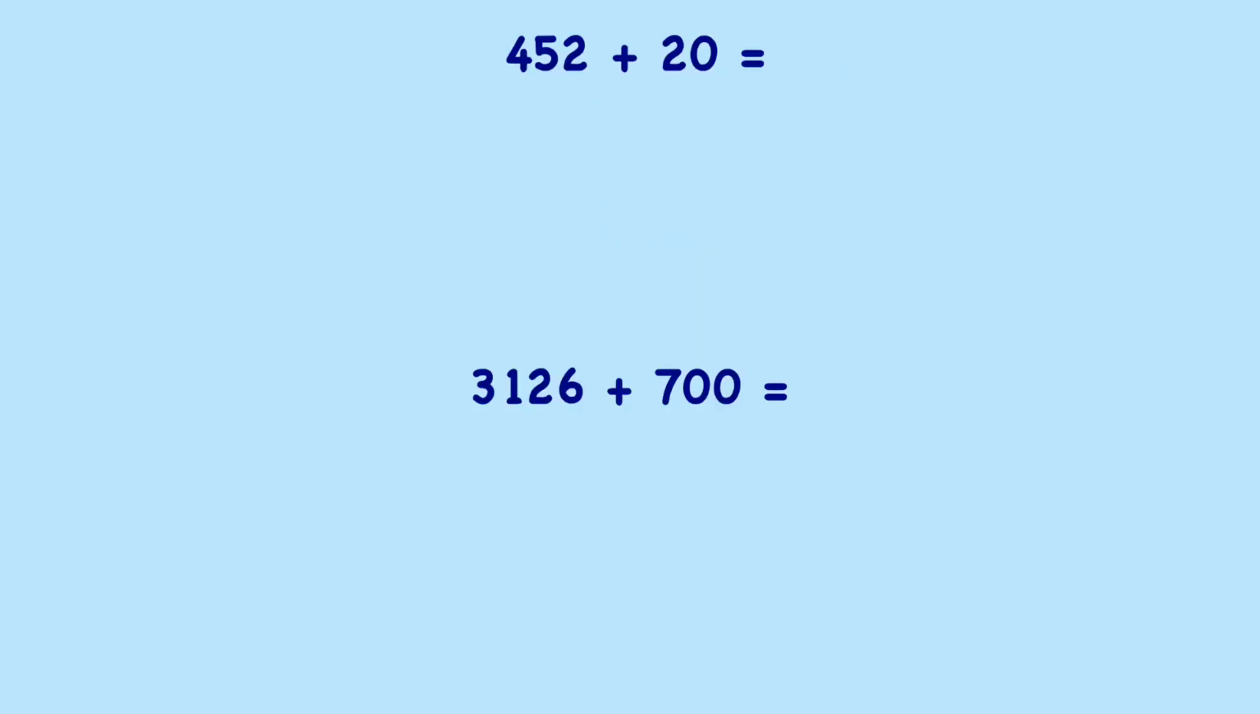Let's look at another couple of examples. So here we've got 452 add 20. Now, because I'm adding 20, that means it's the tens column that's going to change. Everything else is going to stay the same. So let's remind ourselves that 452 is 4 hundreds, 5 tens, and 2 units. So the only column that's going to change is the tens column, and I'm just adding 2 more tens to that, which is 20.